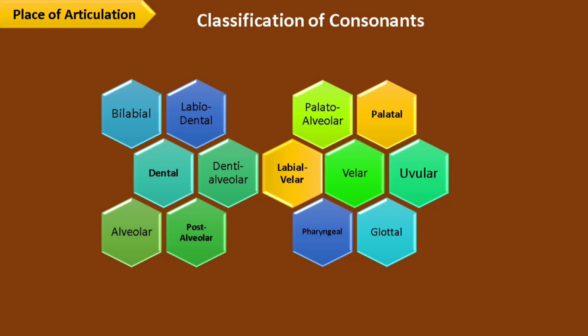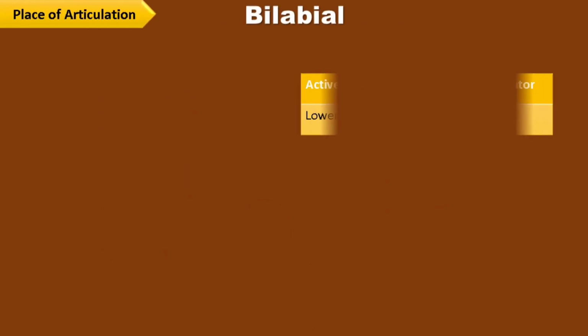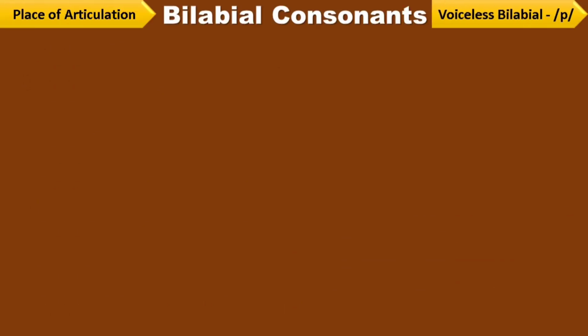Among these 13 consonants, English language has only 8 consonants. Only the 8 consonant sounds occur in English. They are bilabial, labiodental, dental or interdental, alveolar, palato-alveolar, palatal, velar, and glottal.